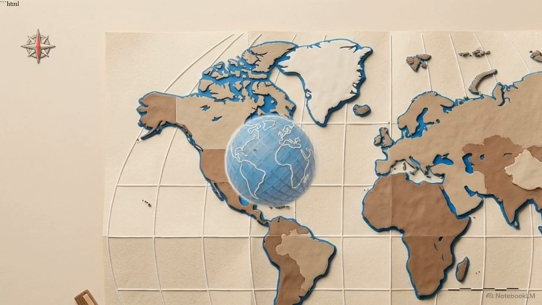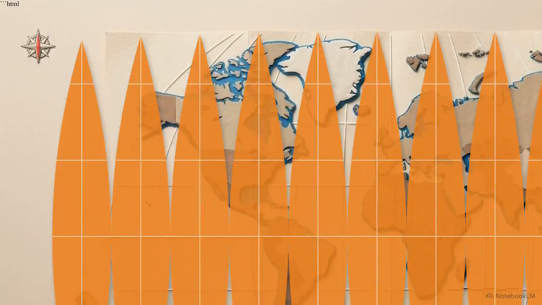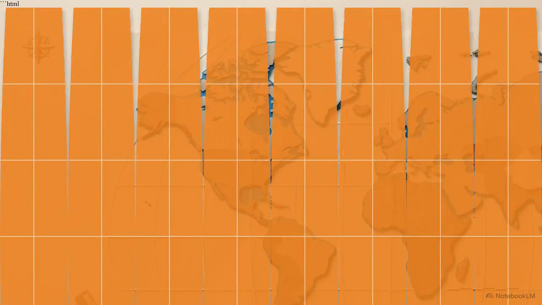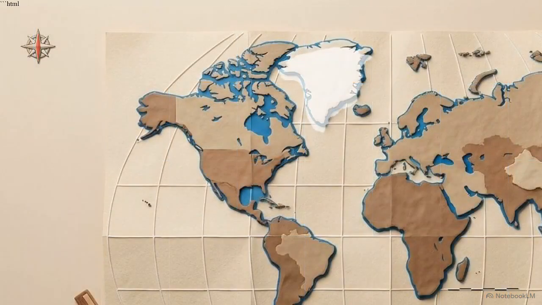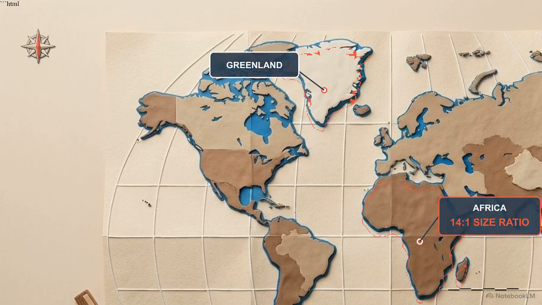Converting a sphere into a flat rectangle is a mathematical struggle. It's like peeling an orange and trying to force the skin to lay perfectly flat on a table. That stretching creates unavoidable distortion. Land masses near the poles are pulled apart to fit the edges of the map, which is why Greenland often appears as large as Africa, even though Africa is actually 14 times its size.